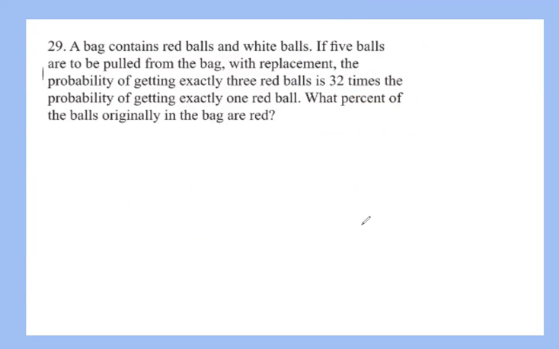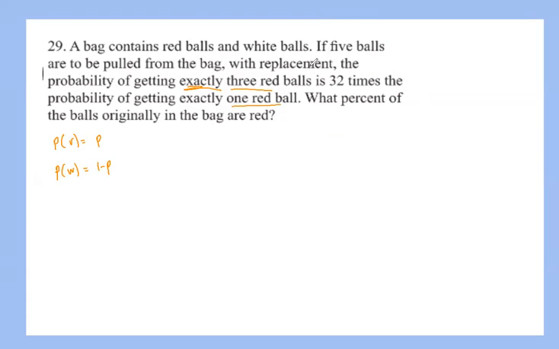Okay, and what we are given: if 5 balls are pulled from the bag with replacement, the probability of getting exactly 3 red balls is 32 times the probability of getting exactly 1 red ball. So we don't really know the number of red or white balls, but let's say the probability of getting red is P, and the probability of getting white is 1 minus P, because the total probability has to be 1.